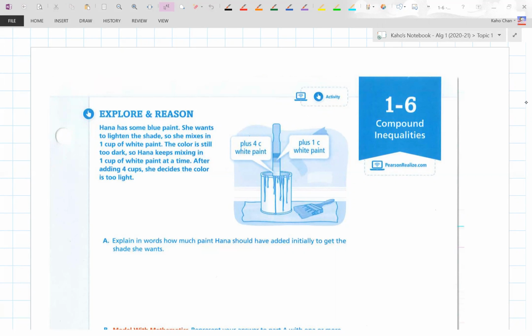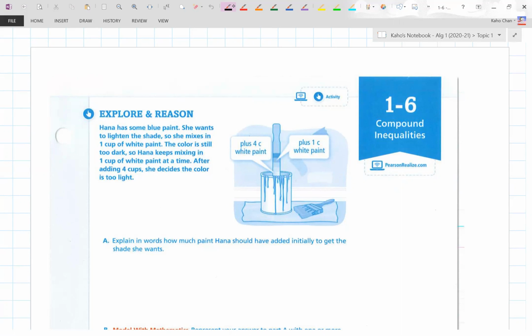So in the picture, we have a paint can with a paint stick and a brush. And we have plus 4C, I'm thinking cups there, of white paint, and plus 1 cup of white paint gives you the different shades that are shown in the paint stick. So note that we're going to come up with a compound inequality to describe the color she wants. It is definitely more than 1 cup of white paint, but less than 4 cups.